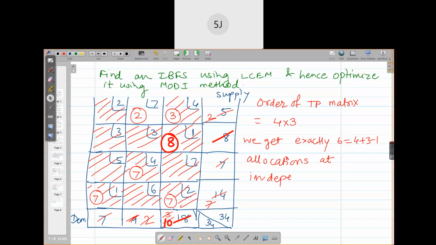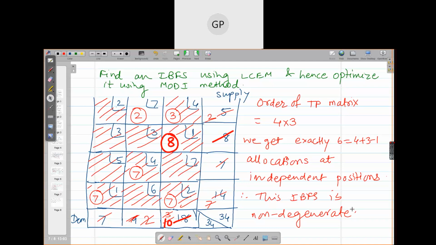So we can combine the two conditions like this. We get exactly 6 allocations at independent positions. Therefore, this IBFS is non-degenerate. Is that okay? Yes, ma'am. So what is our next step?